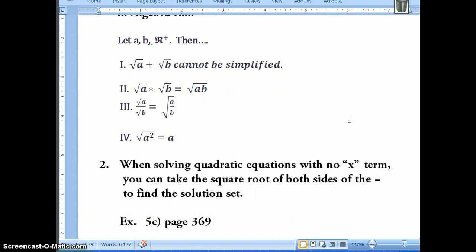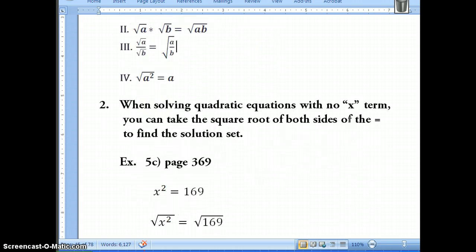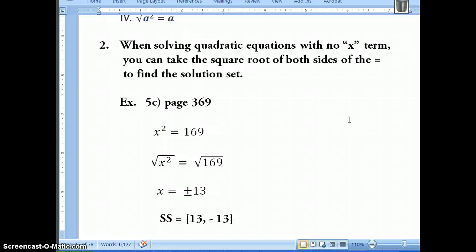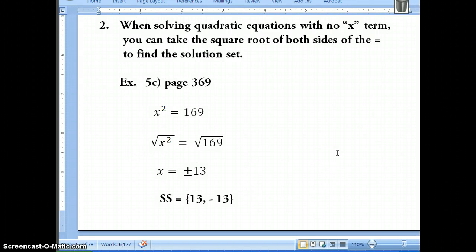And so now we go into solving quadratic equations. Now, one way to solve a quadratic equation, of course, is by factoring. But there is another technique that you can use when you do not have an x term in the equation. When you have just a squared term and a constant, you can put the squared term on one side of the equation and put the constant on the other side of the equation and take the square root of both sides.